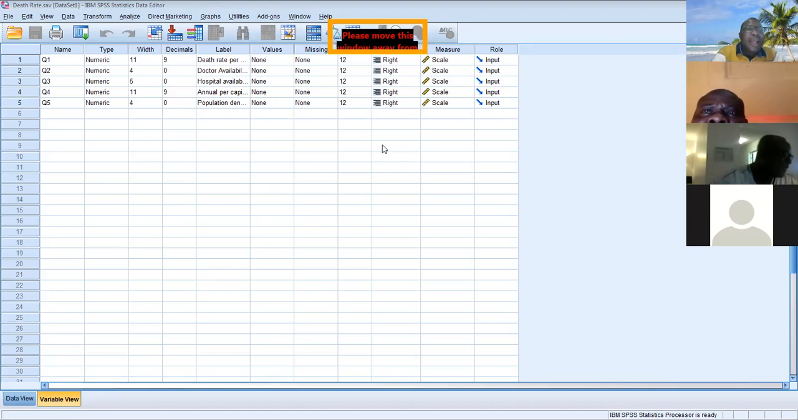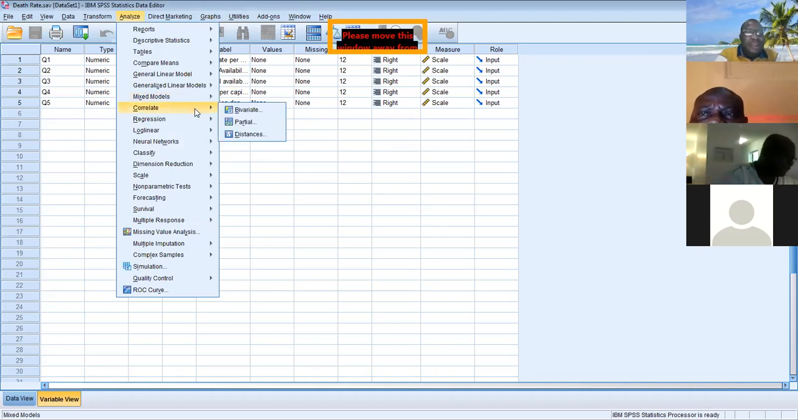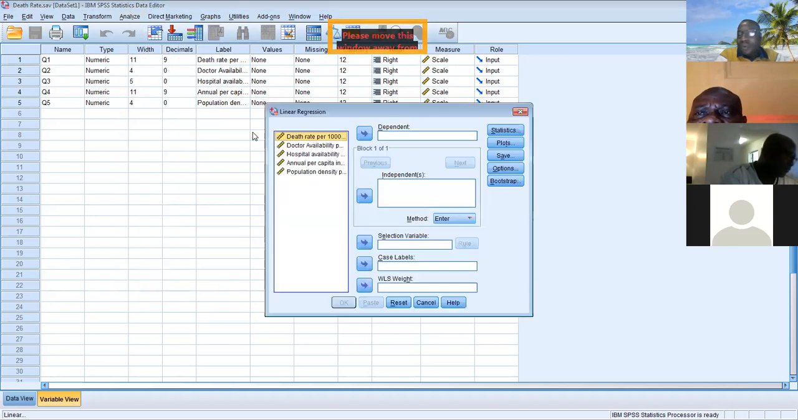If you look at it, you see there are death rates, doctor availability, hospital availability, annual per capita income, and population density. Death rate is the outcome measure here. So let's do simple regression for each of them first before we do multiple. Go to Analyze, then Regression, then Linear. Now move death rate as dependent.